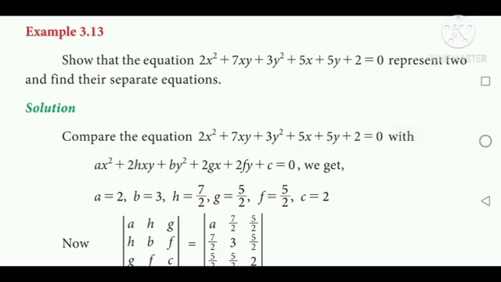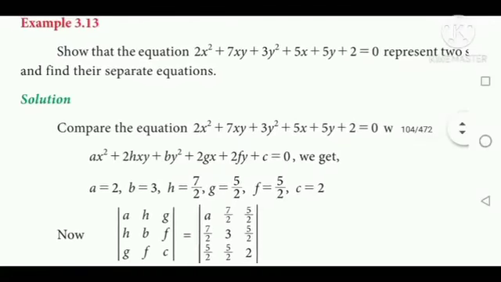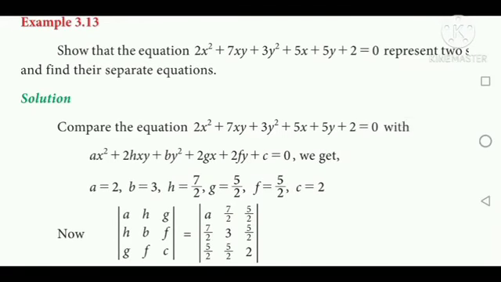Show that the equation represents two straight lines and find their separate equations. So already we see that the general form of a pair of straight lines is ax square plus 2hxy plus by square plus 2gx plus 2fy plus c equal to 0. According to this general form, I am finding the value of a by taking the coefficient of x square, and the value of b by taking the coefficient of y square, and the coefficient of xy becomes 2h, that is 7 by 2.